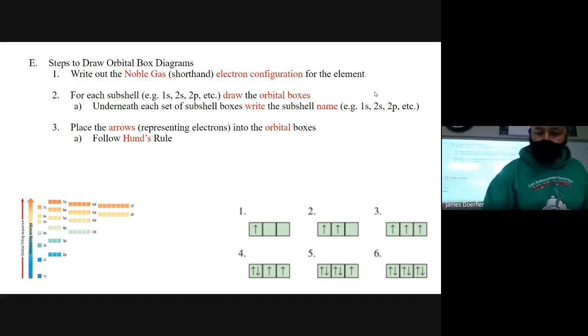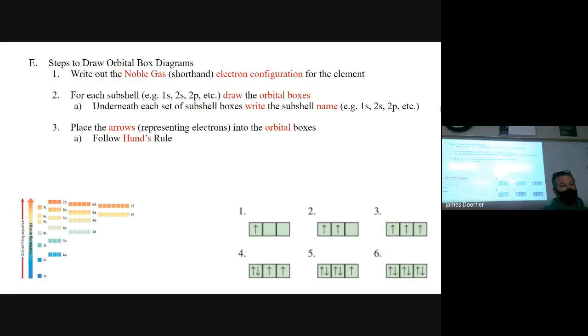Okay. So let's look at a couple of examples here. First, we have silicone. That's the wrong marker. Next, we have fluorine. And then lastly, we have calcium.